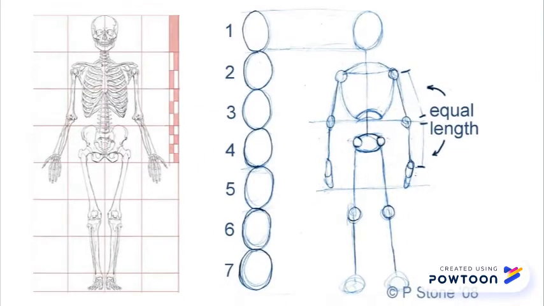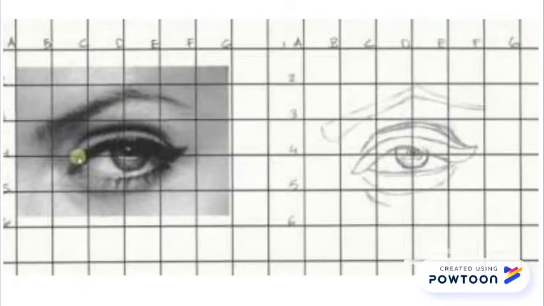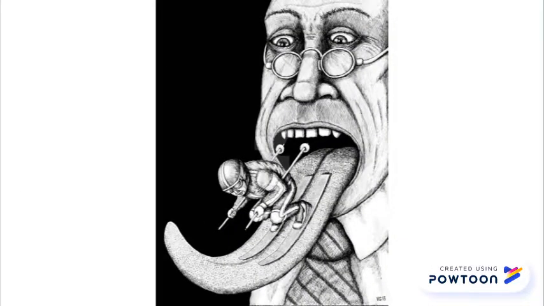Proportion in art is the relation between parts based on size. To make something look realistic, it needs to have correct proportions. To make something look surreal or unrealistic, the proportions can be exaggerated.